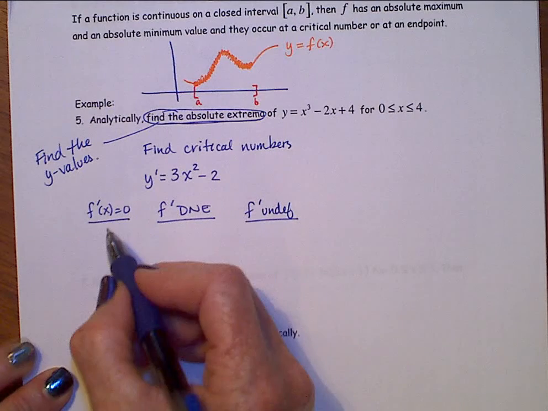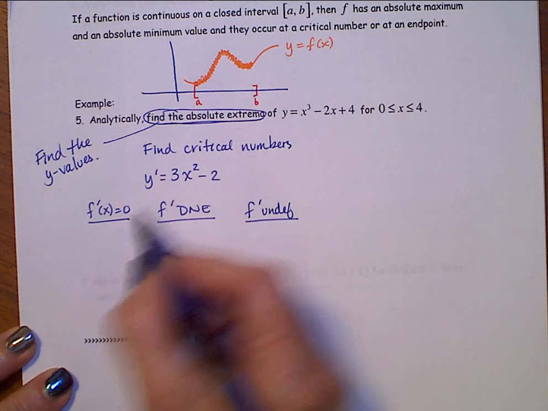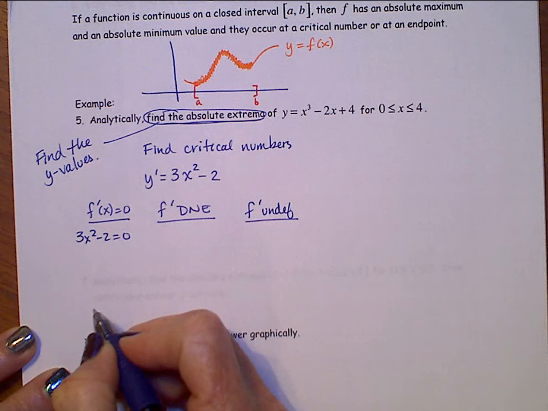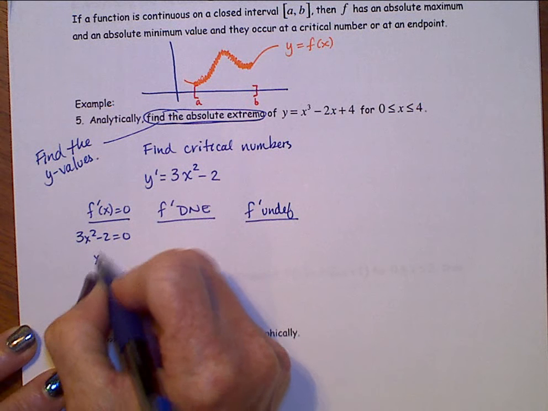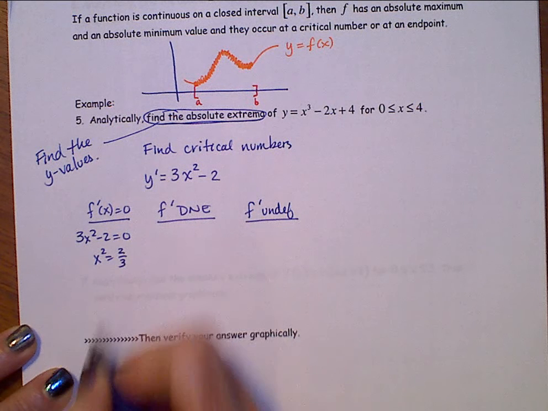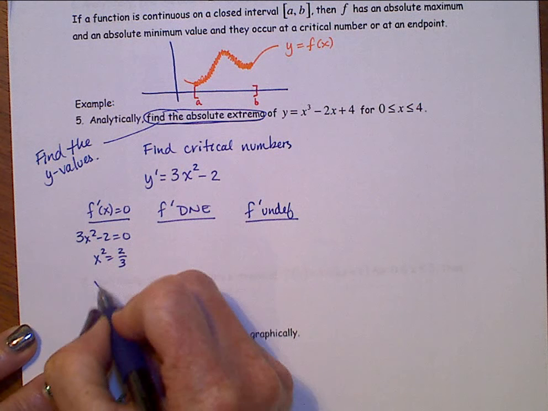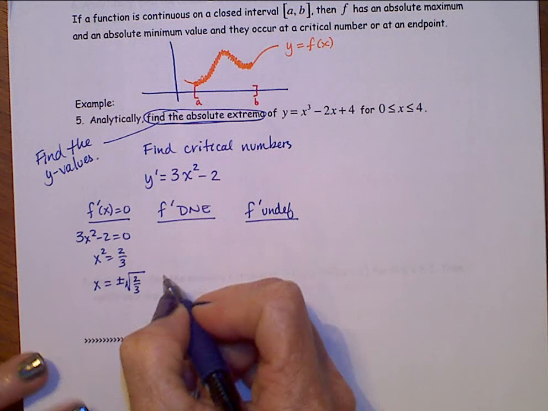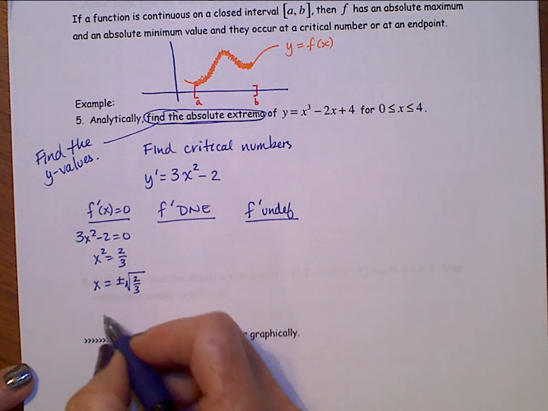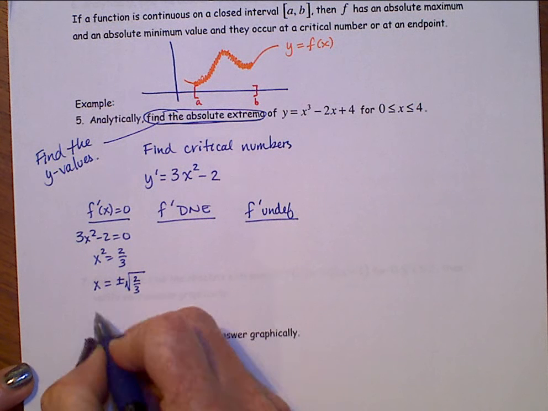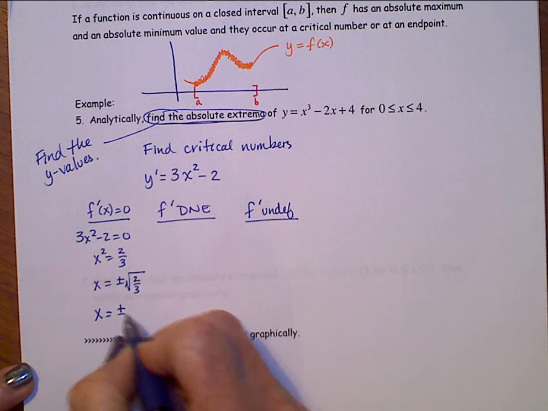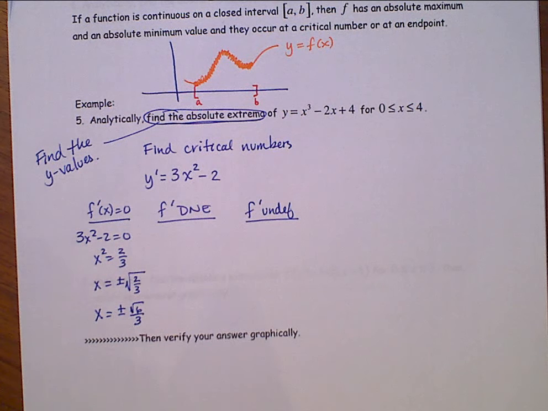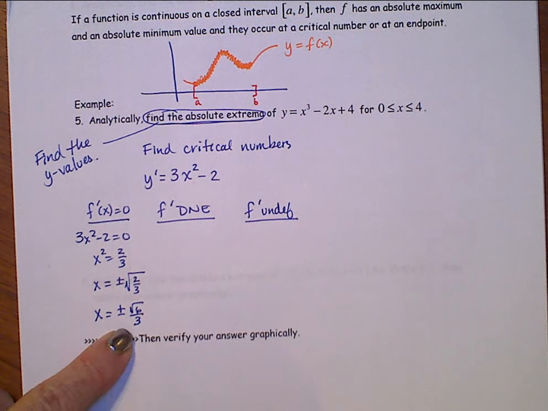All right, where that derivative is equal to 0 is going to be where 3x squared minus 2 is equal to 0, where x squared is 2/3, x is plus or minus the square root of 2/3. Because I'm old, I like to rationalize denominators. So x is plus or minus the square root of 6 all over 3. Those are some critical numbers.